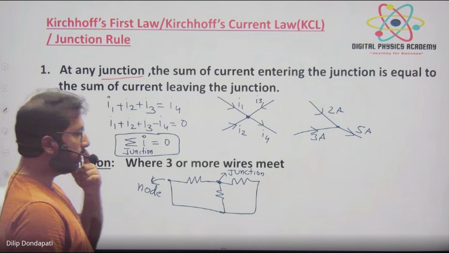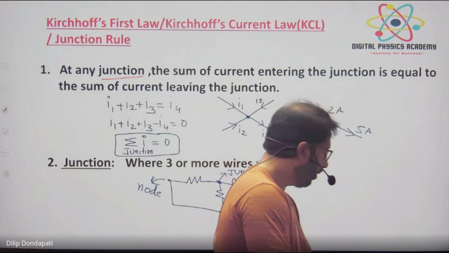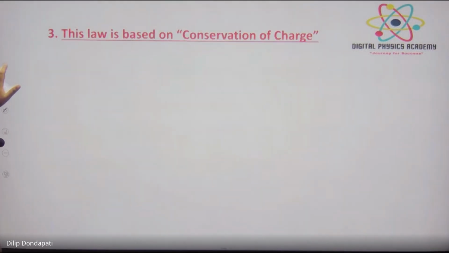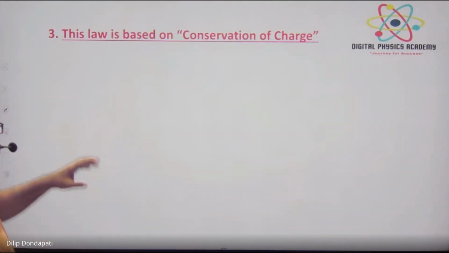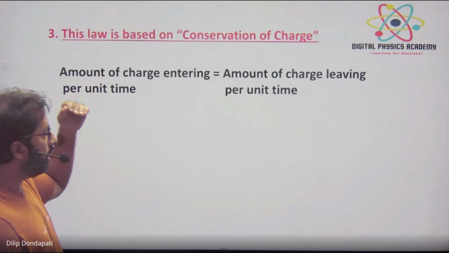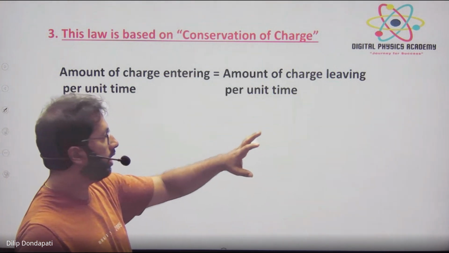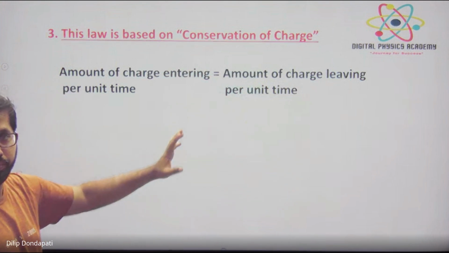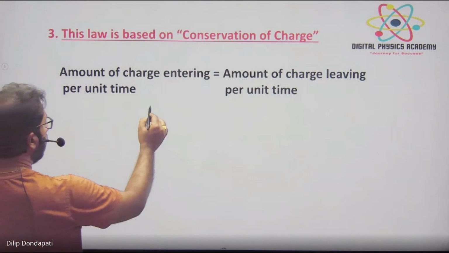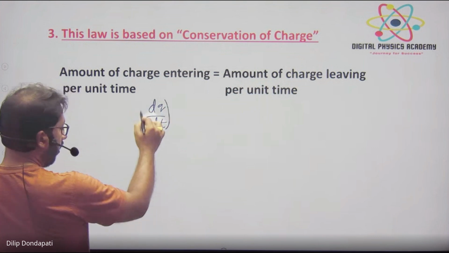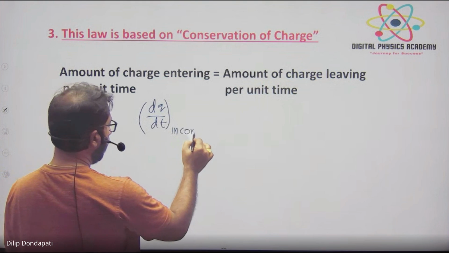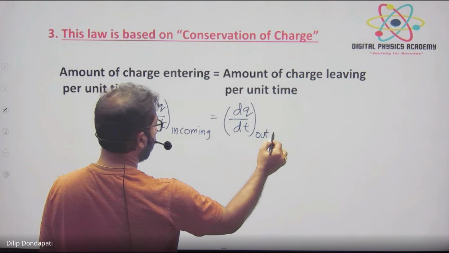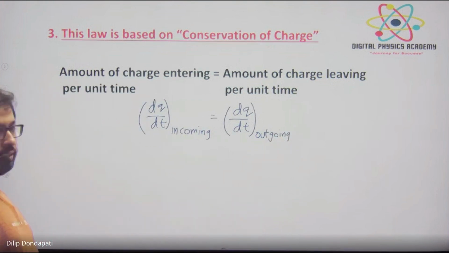So apply it at the junction, always to solve questions. Okay. Now this law is based on conservation of charge. Amount of charge entering per unit time. The sum of the current entering the junction is equal to the sum of the current leaving the junction, right? Current is nothing but rate of flow of charge. So the amount of charge entering the junction is equal to the amount of charge leaving the junction per unit time. So this is based on conservation of charge. So dq by dt incoming is equal to dq by dt outgoing. This is nothing but conservation of charge.